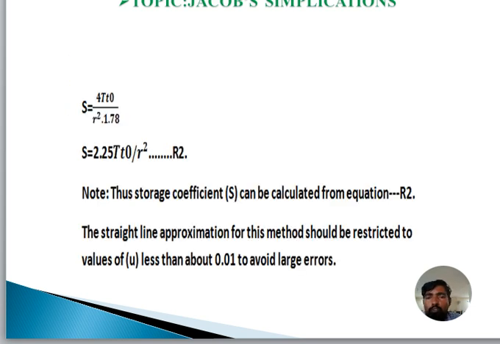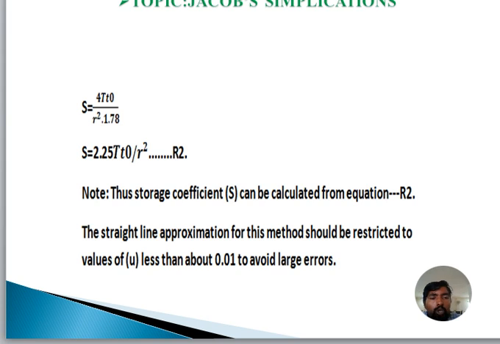So S is equal to 4 T naught by R square into 1.78, because e to the power of 0.5772 we have converted as 1.782. So finally S is equal to 2.25 T naught by R square, which is how the storage coefficient S will be represented.